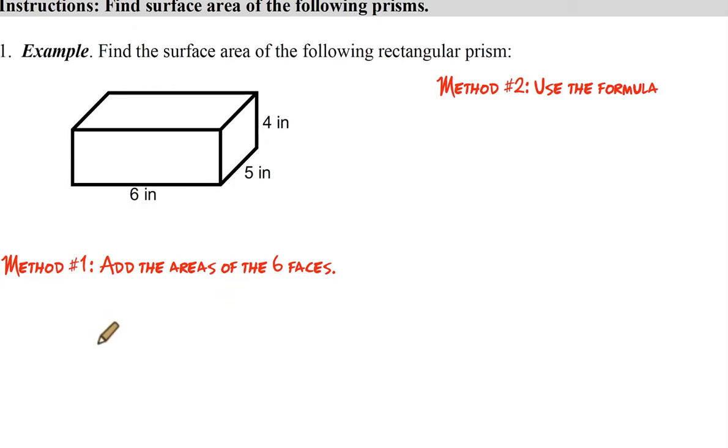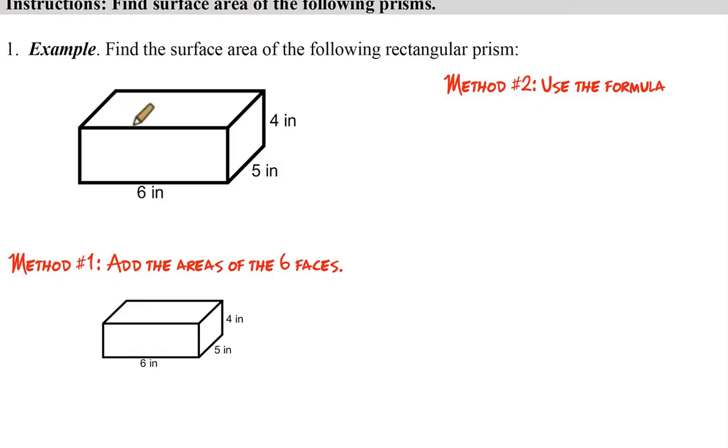So I will redraw this to the best of my ability. All right, so we're done drawing this down here. It looks very similar. I am really good at replicating. And our first method is going to be to just add the areas of the 6 faces. Now, before we begin, off here to the side, we're going to look at this prism here, and we notice that the side lengths are measured in inches. That's the unit, inches.